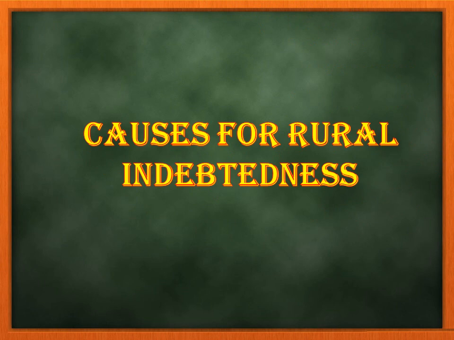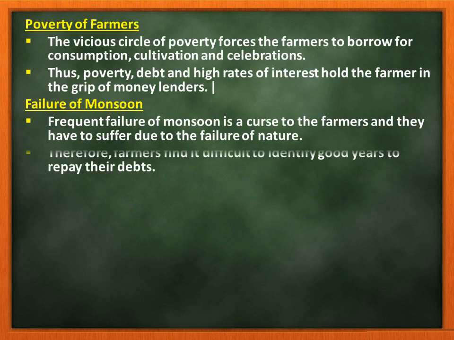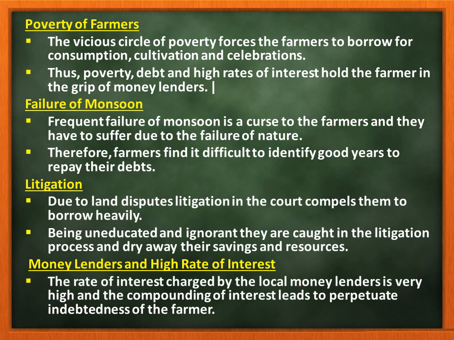Causes for rural indebtedness. ஏன் மக்கள் போய் கடன் வாங்குறாங்க? First point, poverty of farmers. He is already poor. What he will do? He has to run the family, so he has to borrow the money. So the vicious circle of poverty forces the farmers to borrow for consumption, cultivation and celebration.